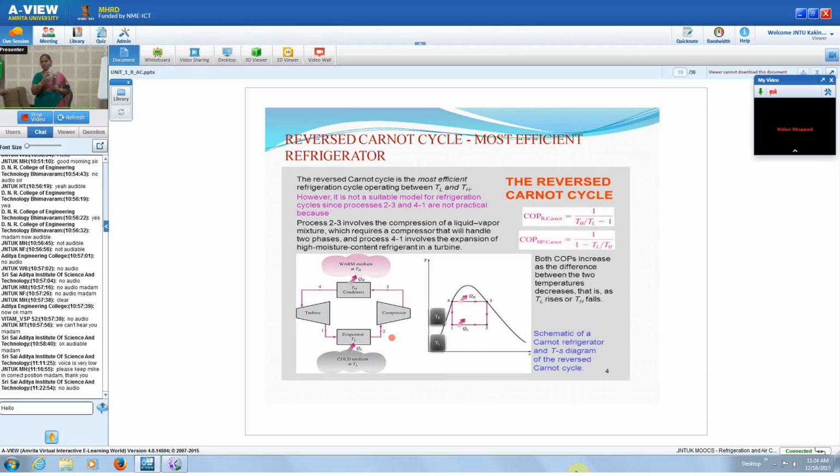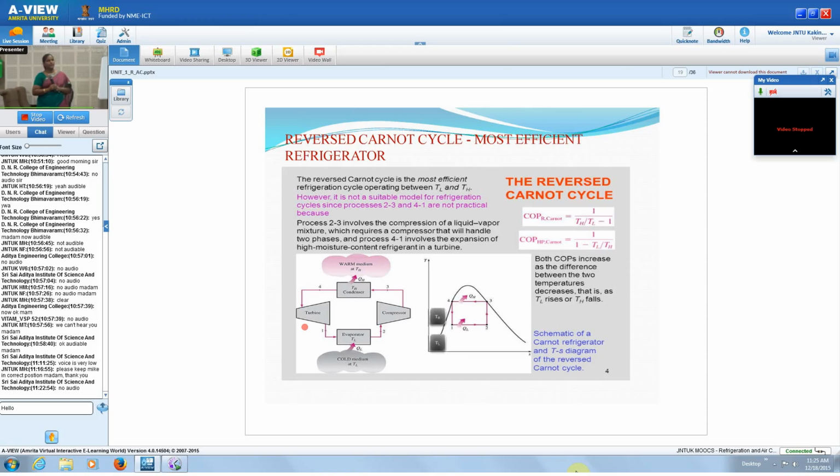The temperature is maintained constant; here condensation is taking place at constant temperature. Then it goes into the turbine, where expansion takes place, and it is assumed to be isentropic expansion. Because the refrigerant coming from the expander is at low temperature and pressure, it can take heat from the space to be refrigerated. So the refrigerant takes out the heat from the chamber to be cooled and goes again into the compressor.